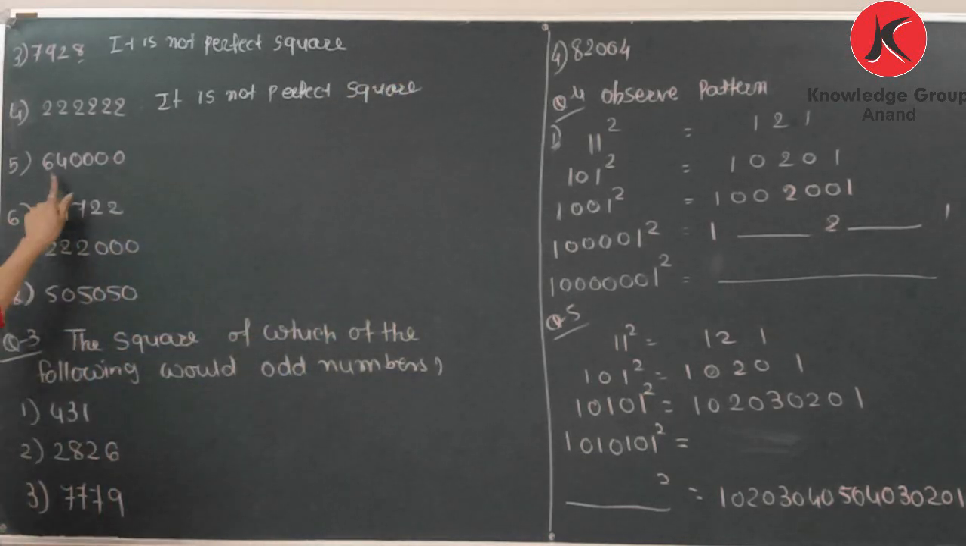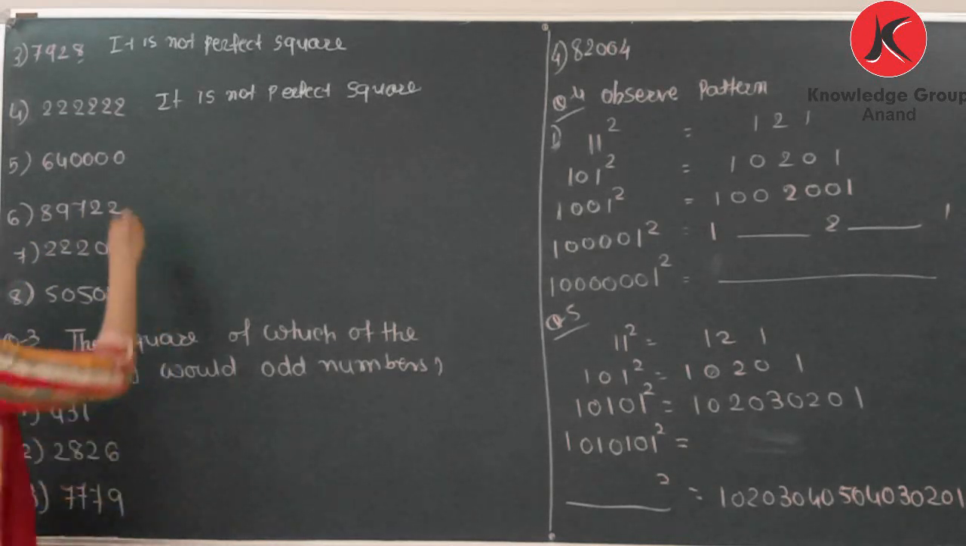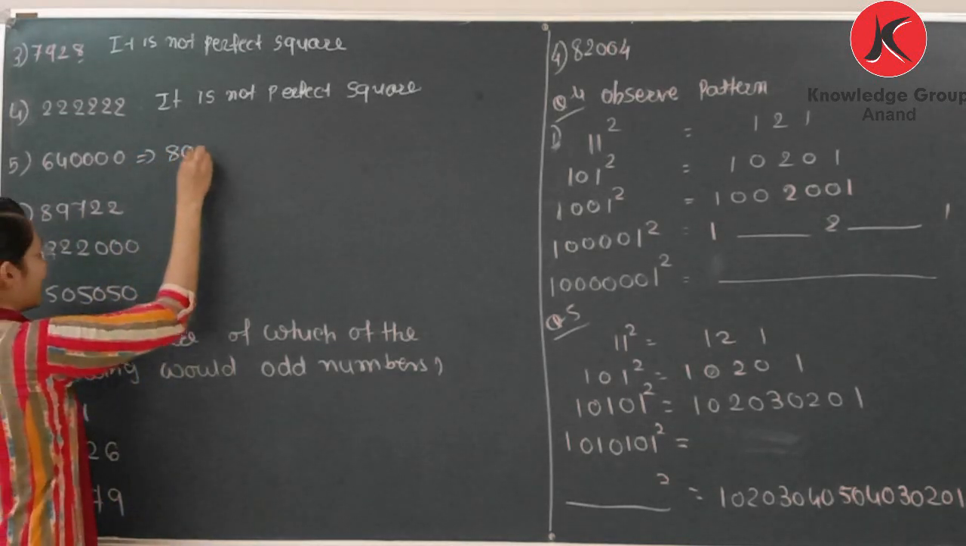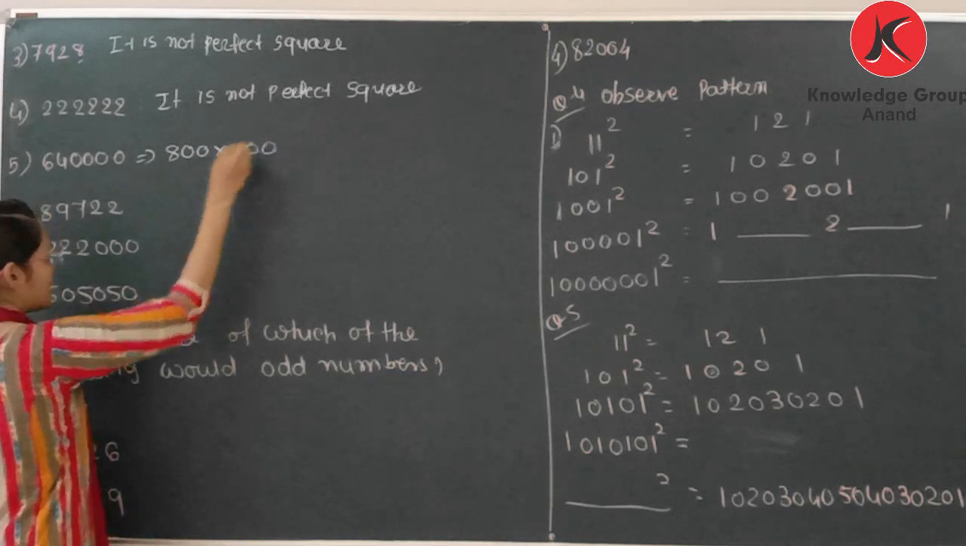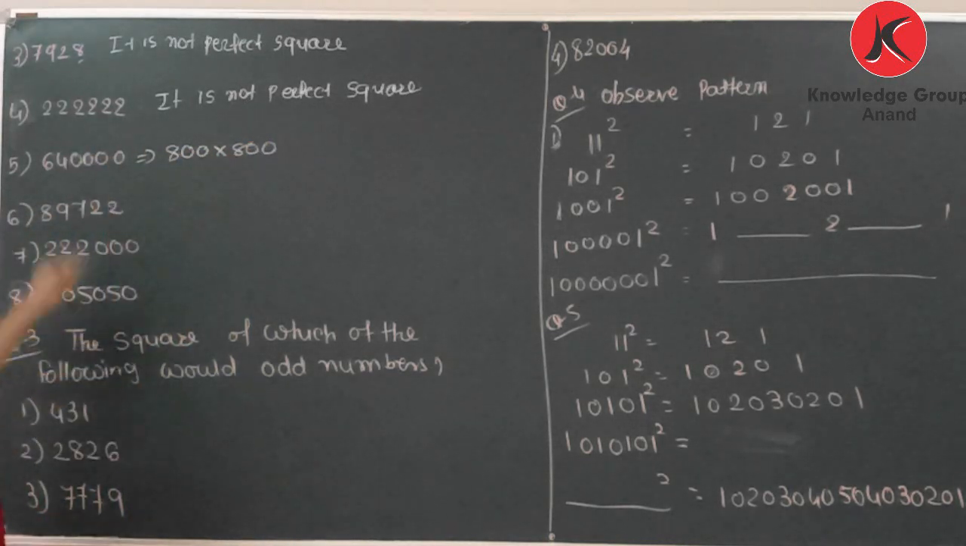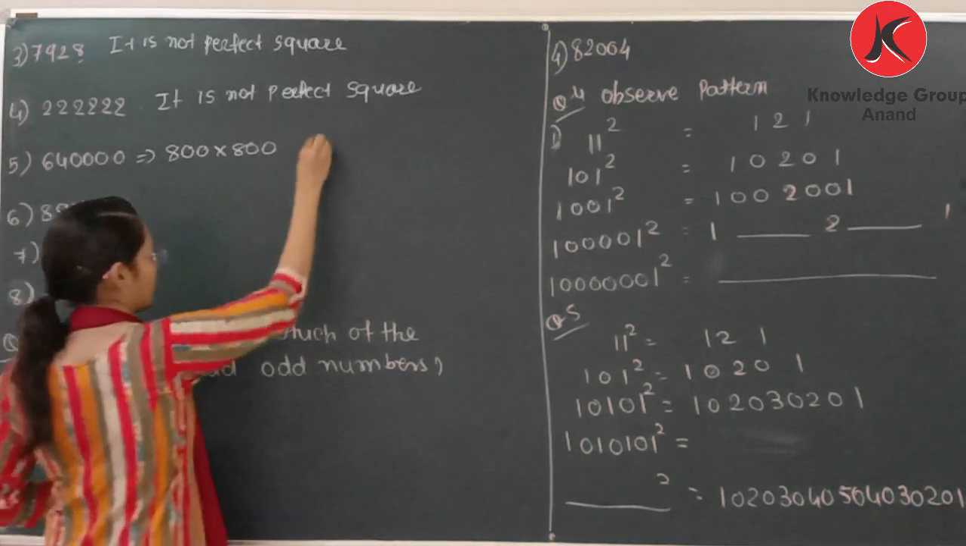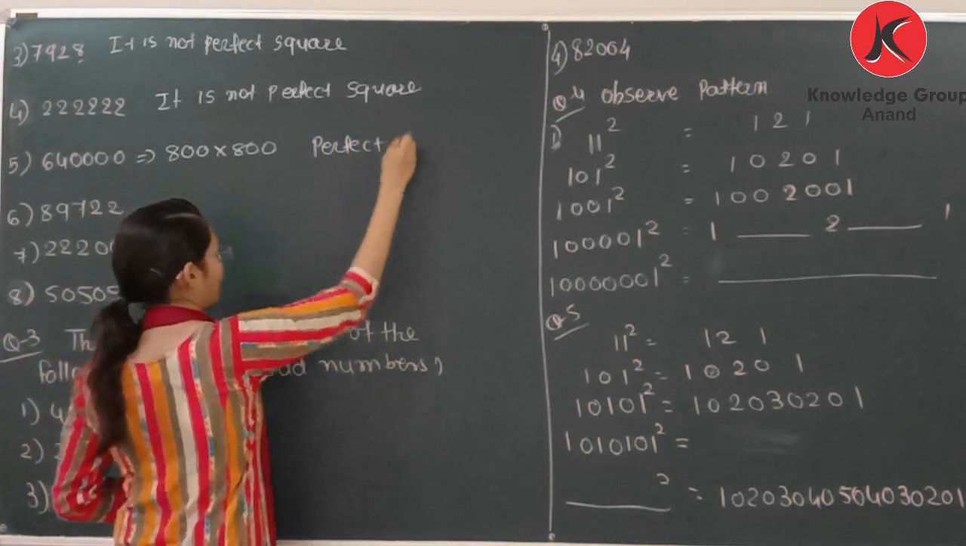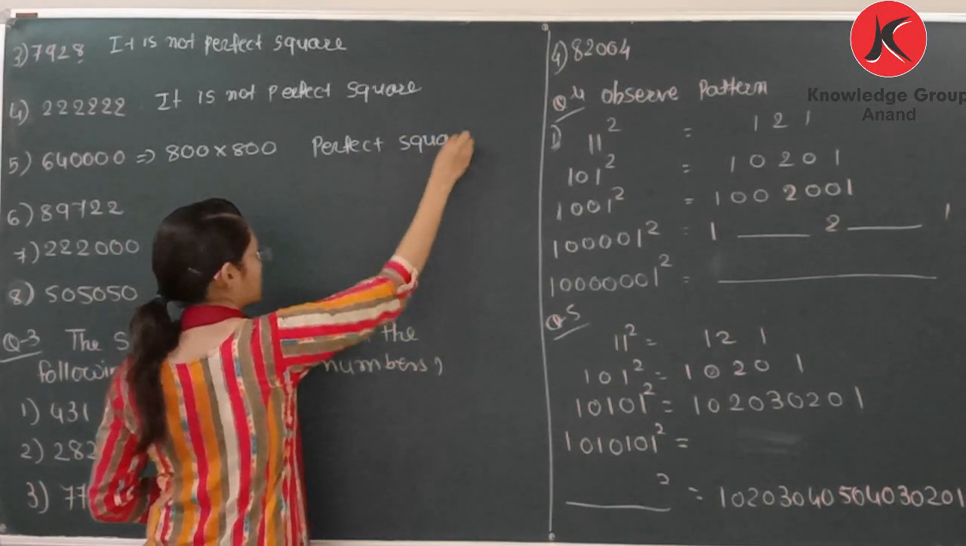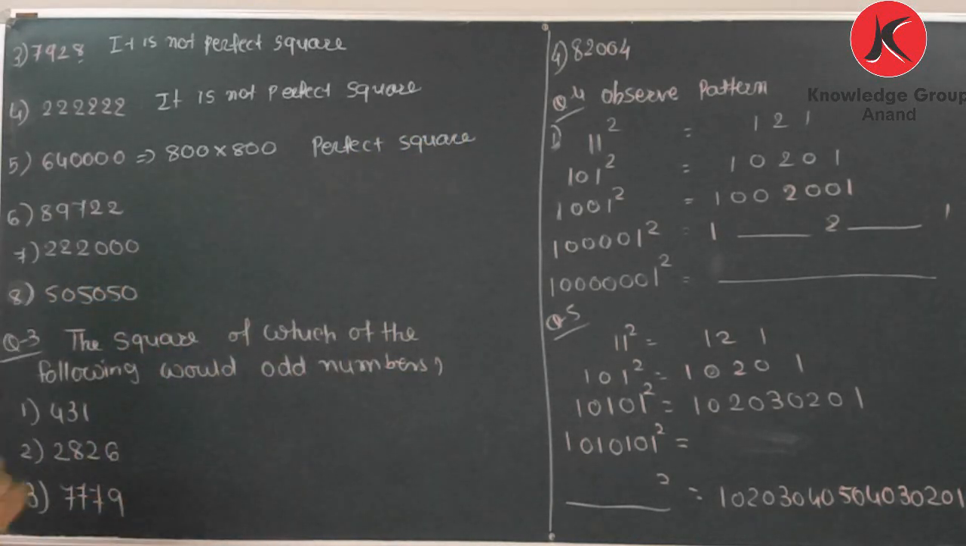Now next one, 640000. Now you can see 64 is a perfect square, and here 4 zeros are there. It can be represented as 800 multiplied by 800, that is 640,000. So this is a perfect square. You can count the number of zeros. So here 4 zeros, so it can be a perfect square.